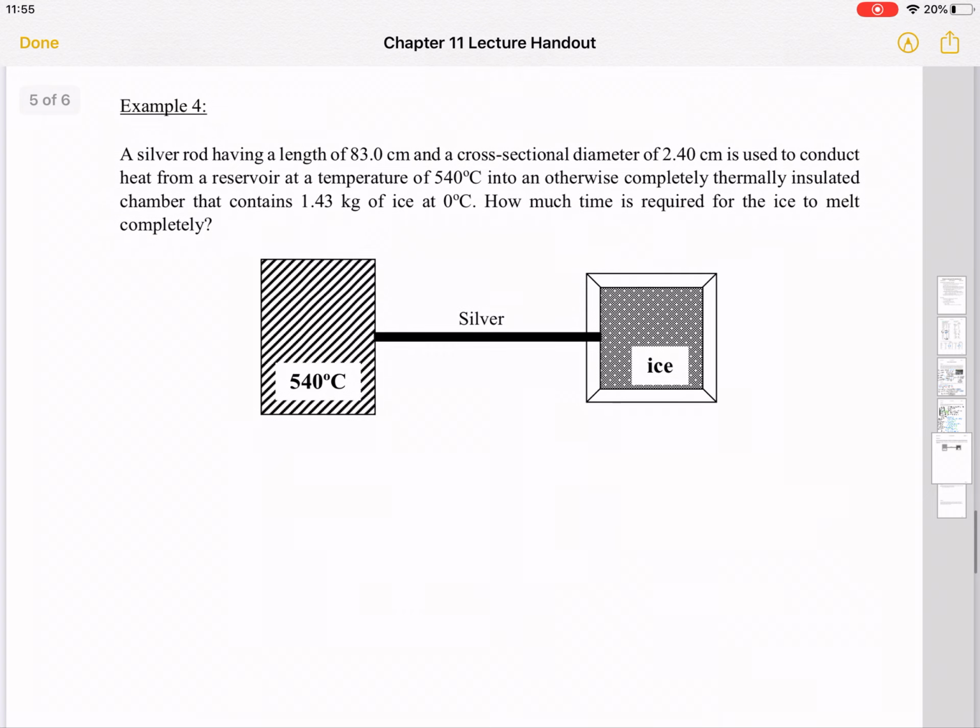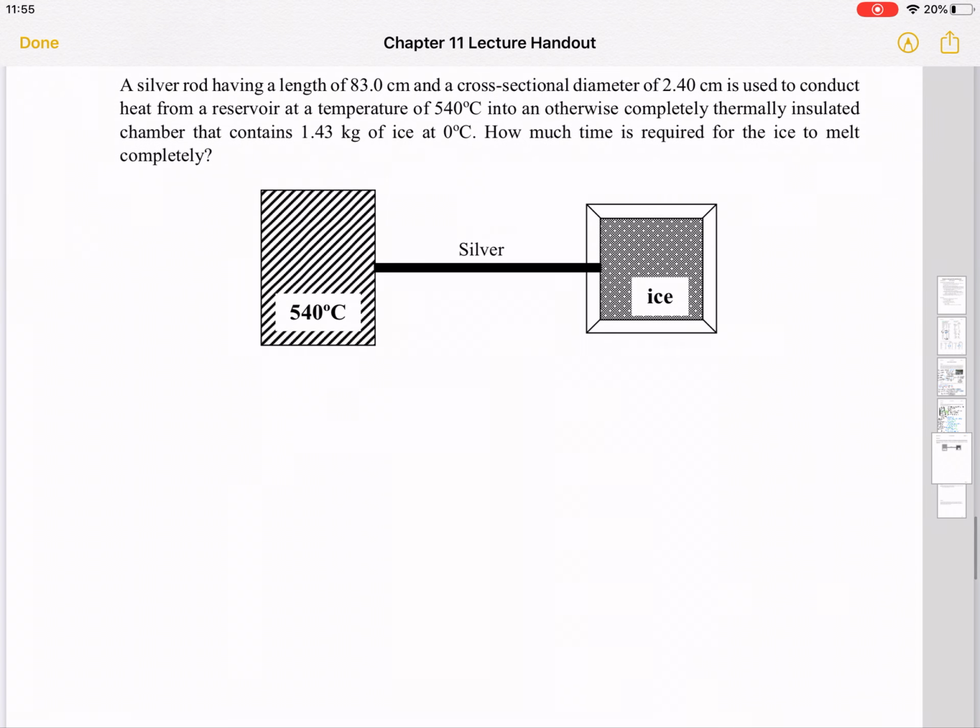So here I have a silver rod with a length of 83 centimeters and a diameter of 2.4 centimeters, and we're going to conduct heat from a reservoir at a temperature of 540 degrees to an otherwise completely thermally insulated chamber that contains 1.43 kilograms of ice.